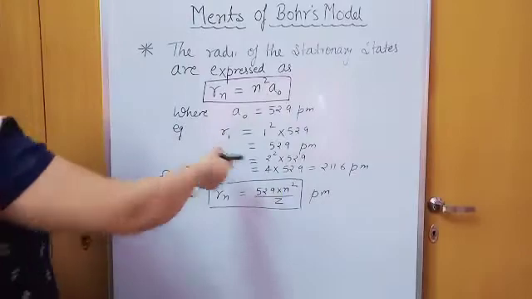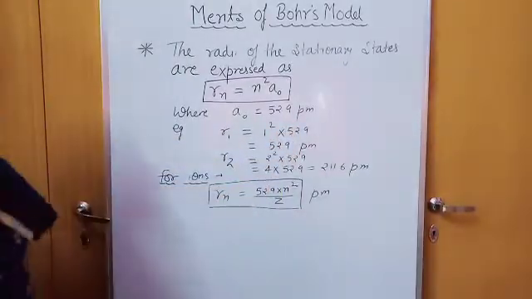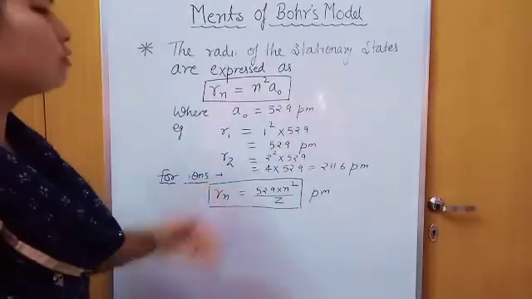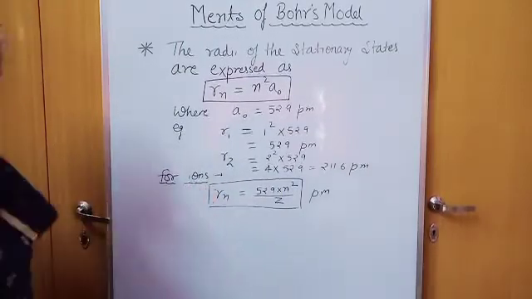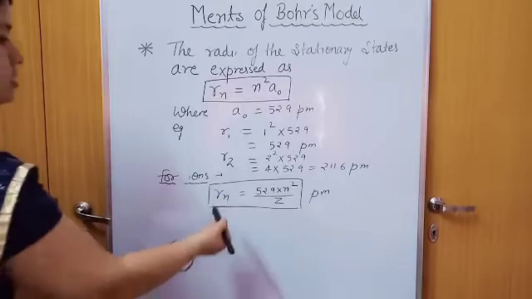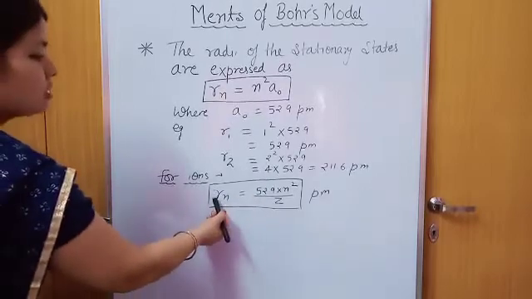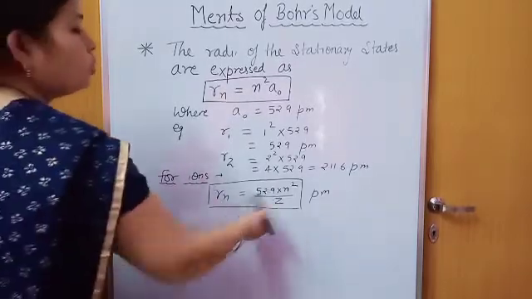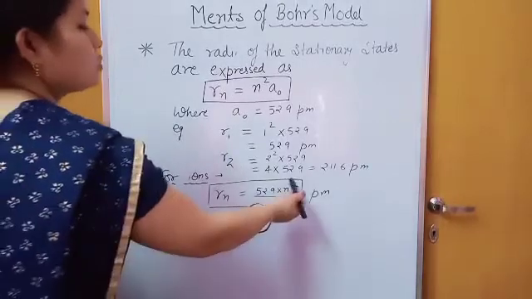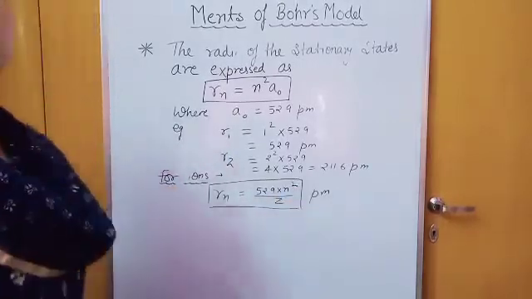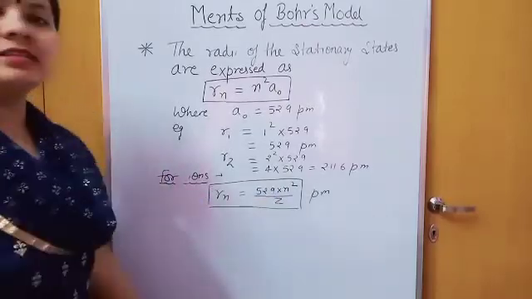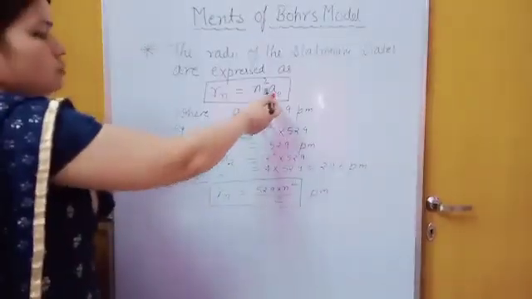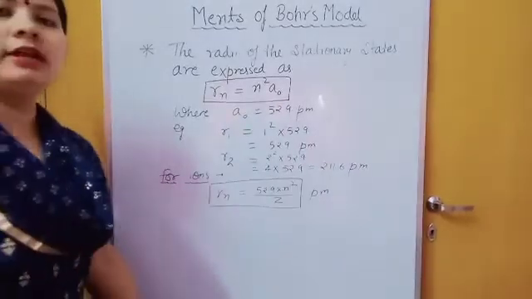Now this one is for hydrogen. If you have to write the expression for hydrogen-like atoms or ions, for ions like He positive, Li2 positive, we have an expression: Rn is equal to 52.9 into n square upon Z. This is another formula, but that one is for ions. For simple hydrogen we use the first formula, and for ions we have another formula.